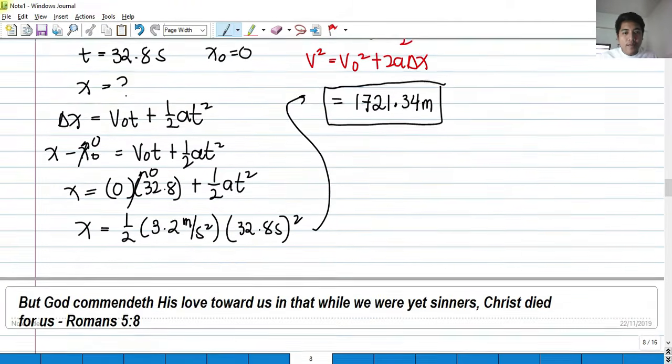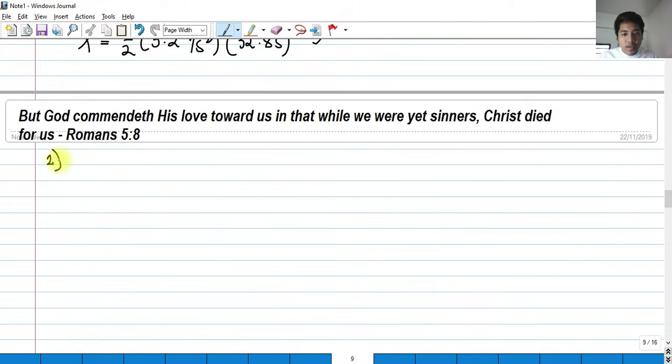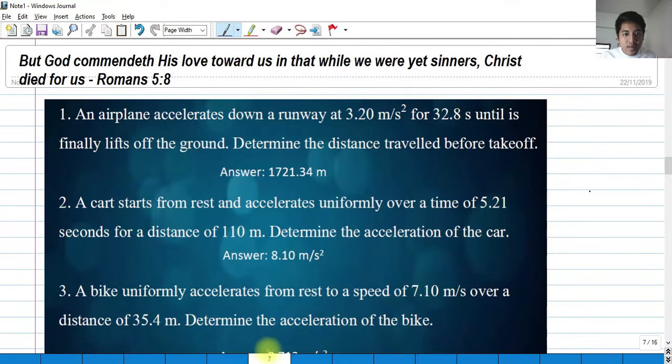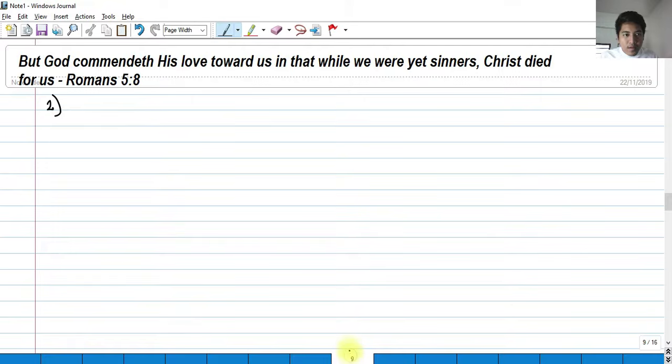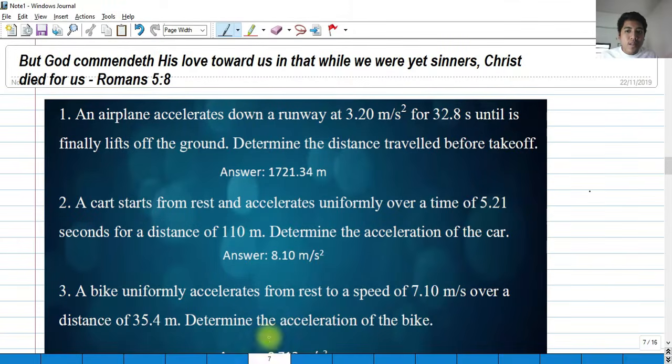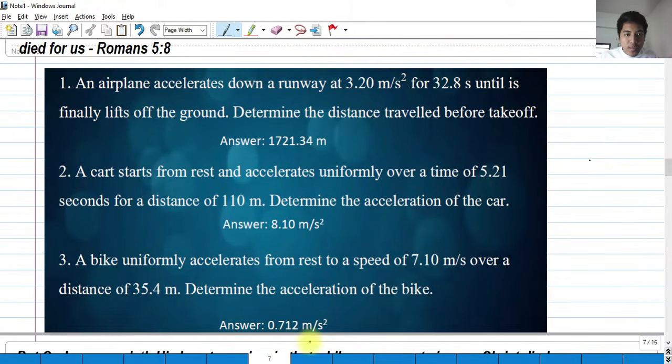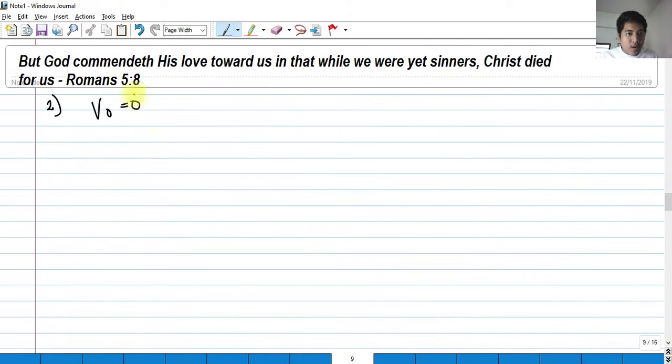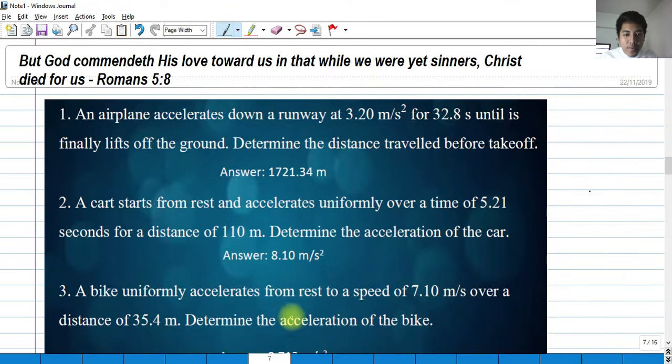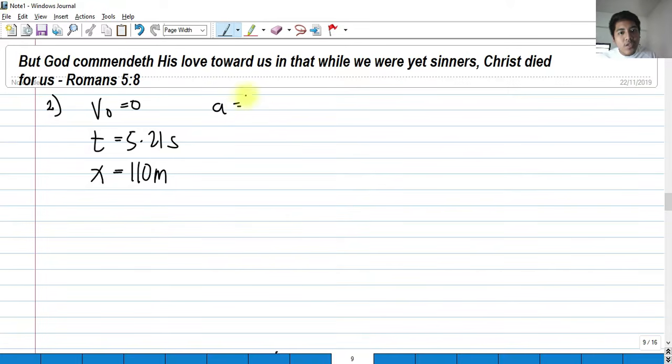So again, we have to list the givens. We have at rest, that's the initial velocity is 0, and we have a time of 5.21 seconds and a distance of 110 meters. The problem is asking us to determine the acceleration of the car.